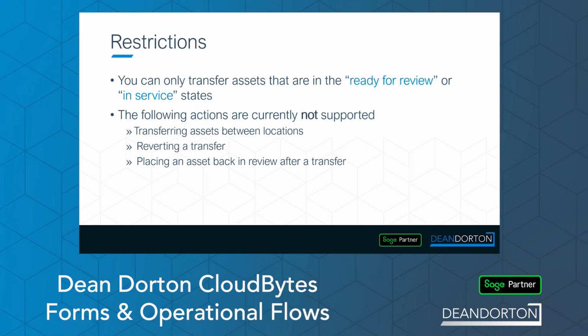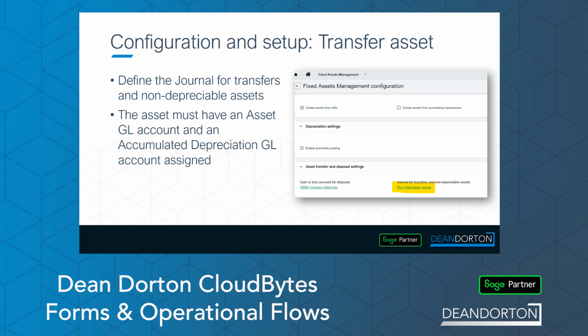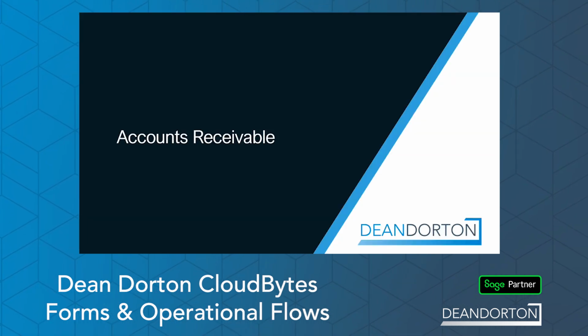So a couple of things there just to keep in mind as you're working with this transfer asset process. You do need to do a little bit of fixed asset management configuration, and then make sure that you have the journal set up for transfers here, right? Whichever one you want to use. You can create a new one specifically for those, or if you want to use an existing fixed assets journal, you just have to stipulate here what journal you are using. Okay. So that's the big thing on the fixed asset side.